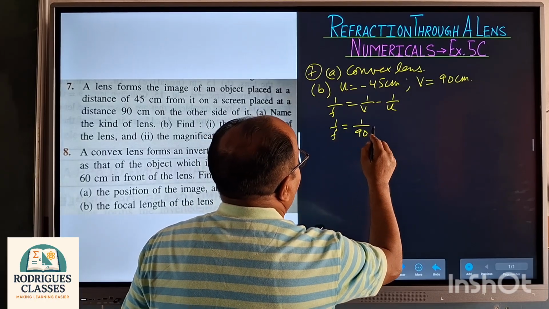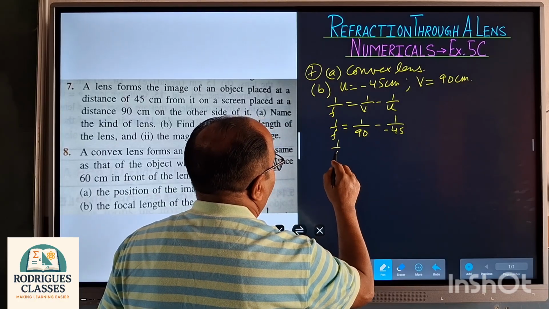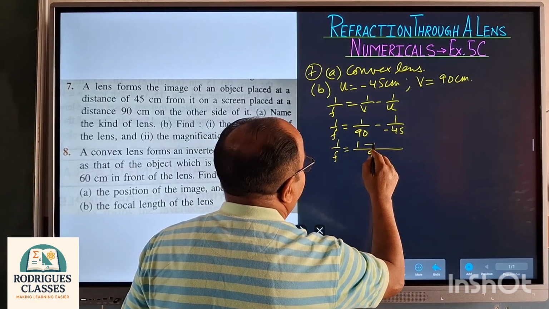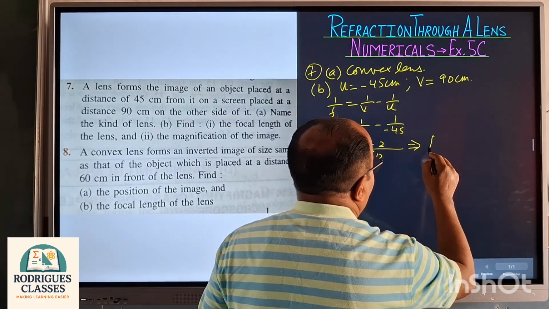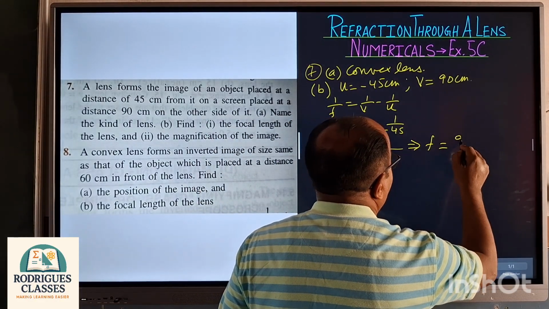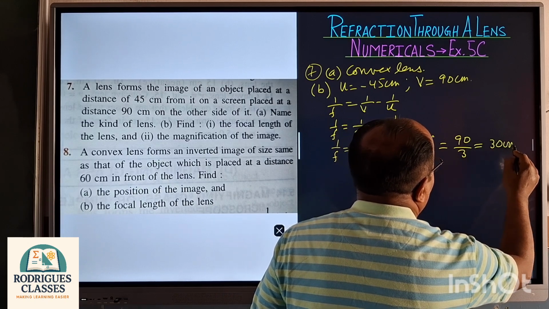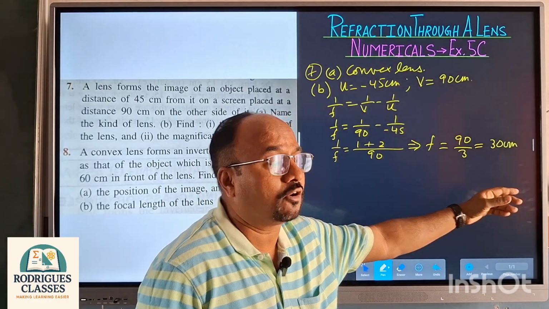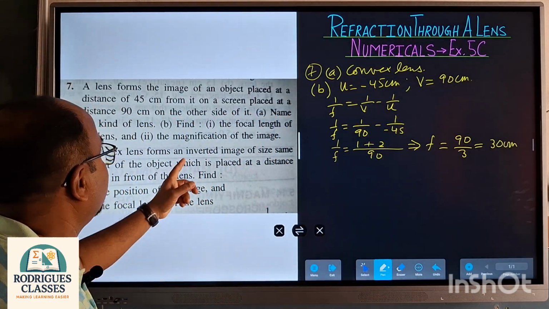1 by 90 minus 1 by minus 45. So 1 by f is equal to, LCM 90, 1 minus minus, plus 45 2s are. So I will get f equals 90 by 3, which is 30 centimeter. With f coming as plus 30, it also confirms that it has to be a convex lens. So this is the answer for part A.